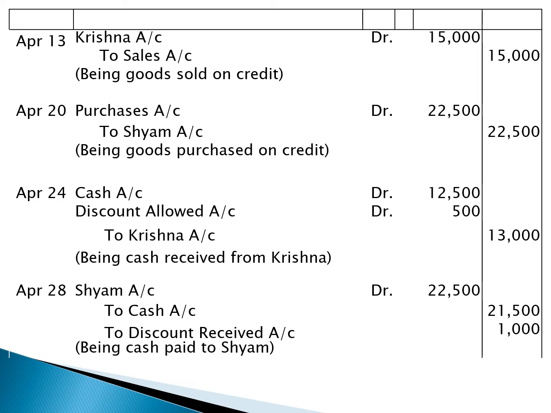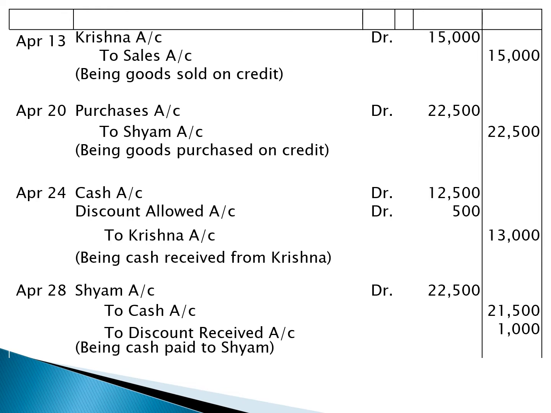Coming to the next transaction, cash received from Krishna. We are supposed to receive a cash of 15,000 from Krishna. But 2,000 rupees worth stock is returned by Krishna. So, remaining 13,000 should be paid by Krishna. In that, he is paying only 12,500 as cash because remaining 500 is discount allowed for Krishna. So the entry is cash account debit 12,500, discount allowed account debit 500, to Krishna account 13,000, being cash received from Krishna.